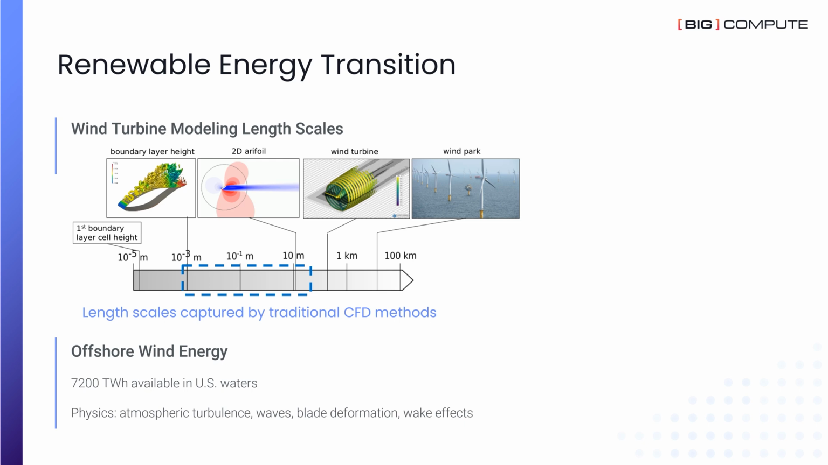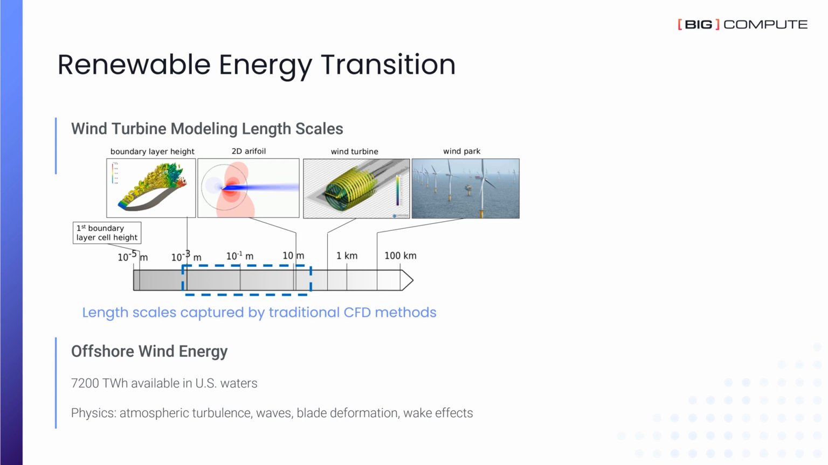Now, computational fluid dynamics works in the middle of this band, a few millimeters to maybe a few meters. But there's a need to transmit information from those scales to the larger scales so that we can decide where to site a wind farm and what the power production might be. Offshore wind energy in the US, it's estimated there's about 7,200 terawatt hours available in US waters. I think in the last few years, the US has probably used about 4,000 terawatt hours of total electricity. So there's plenty of wind energy out there that's ripe for utilization.